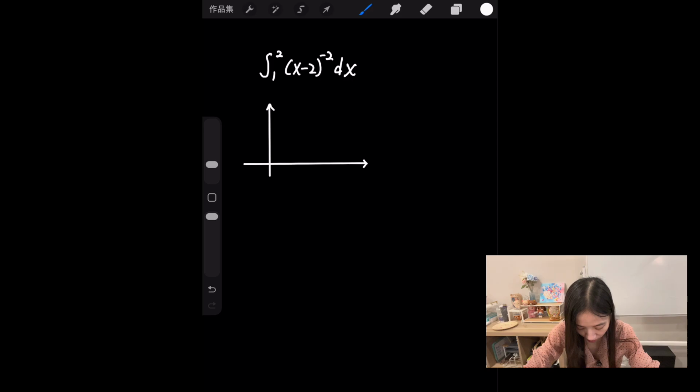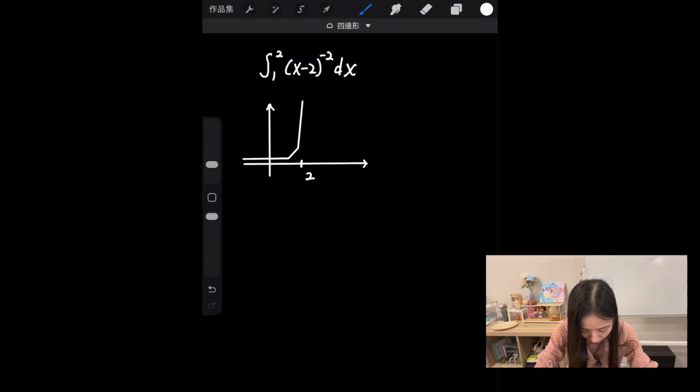So we are going to calculate the value from 1 to 2 of the function (x minus 2) to the power of minus 2, right? Which will be like this. Here is the x minus 2, and as you can see, as x approaches 2 on the left, the denominator is going to be very, very small. So the value is going to be infinity, very, very big. And as it moves away toward the x-axis, it becomes smaller and smaller, like this.